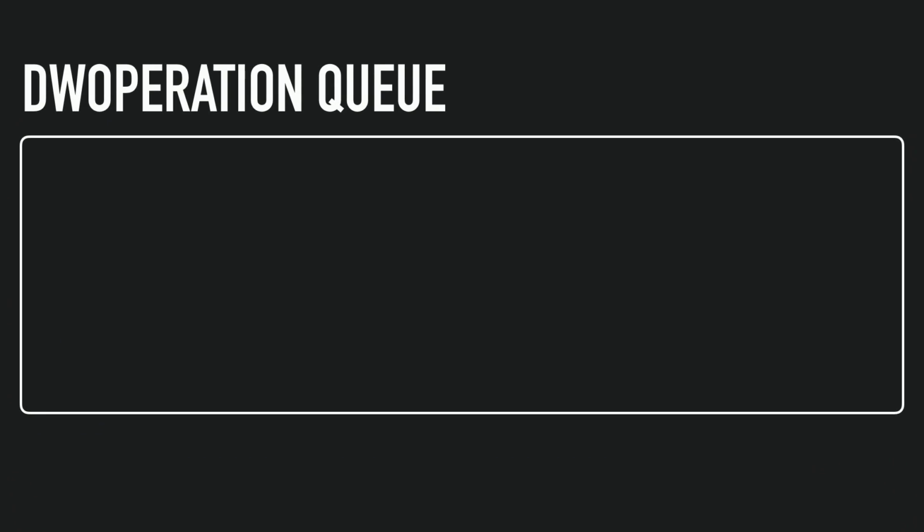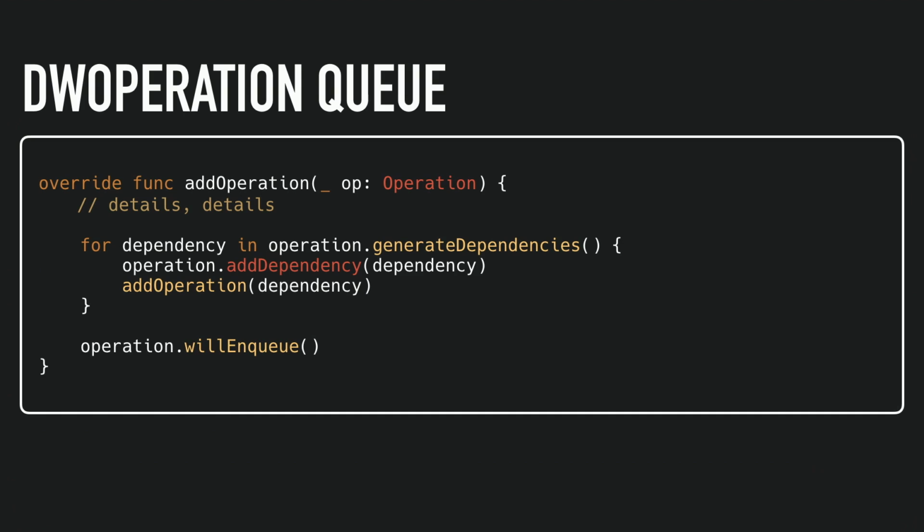To make this work, you also need to subclass the operation queue. So whenever you add an operation, you do some details that are not very relevant to what I'm trying to tell you here. At some point, it just calls this operation's generate dependencies. And then it recursively calls add operation on the operation queue until all operations are added. Once they're all added, we can start to process them and perform everything.